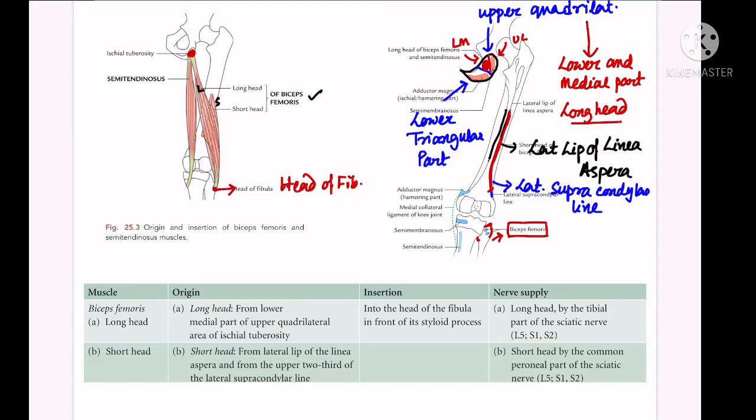Regarding nerve supply, one thing I must mention, that the long head, as it originates from the ischial tuberosity, belongs to the hamstring group of muscles. So the long head of biceps femoris is a hamstring muscle. So like every hamstring muscle, the long head is supplied by the tibial part of the sciatic nerve.